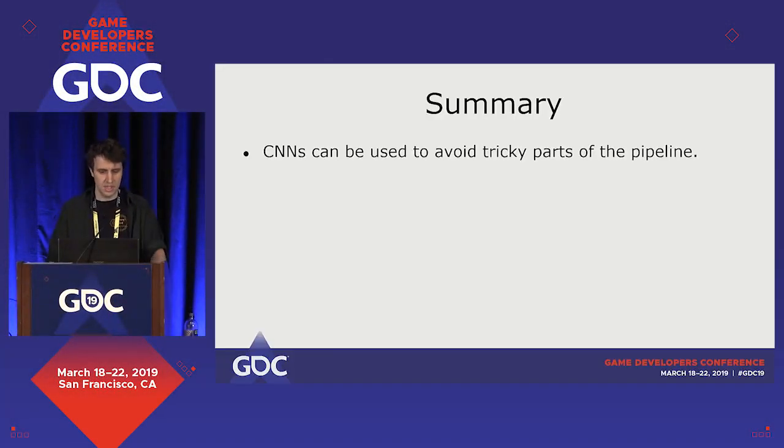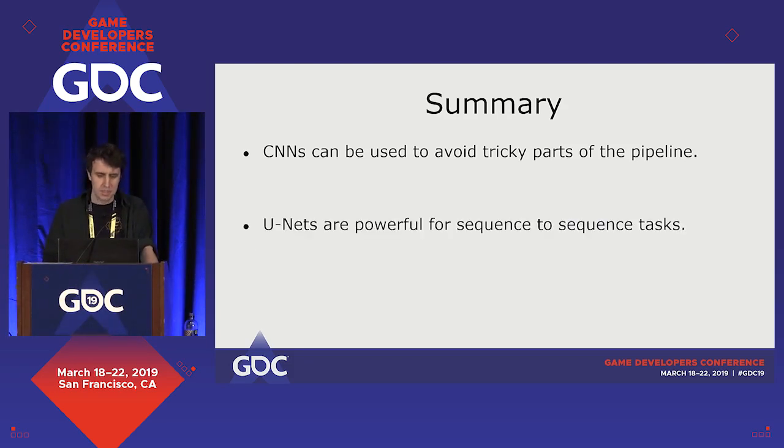So, it seems CNNs are a very powerful tool for dealing with parts of any capture pipeline which has time series data. In particular, UNets are very powerful for these sequence-to-sequence tasks because they can preserve resolution while also having a very large receptive field.